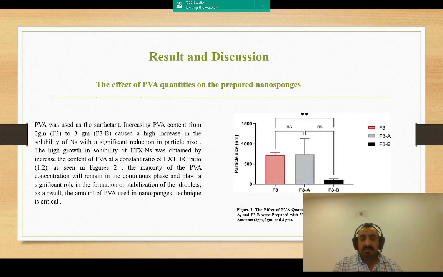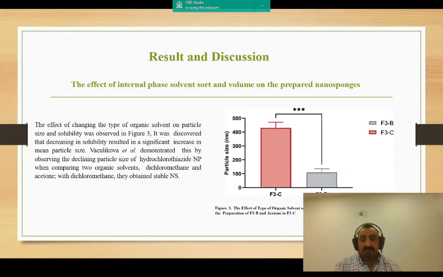And also the effect of PVA quantity, where we change the PVA quantity, and all other parameters remain constant. It was found that the change in the PVA from 2 gram to 3 gram causes a high increase in the solubility of nanosponge with significant reduction in particle size.